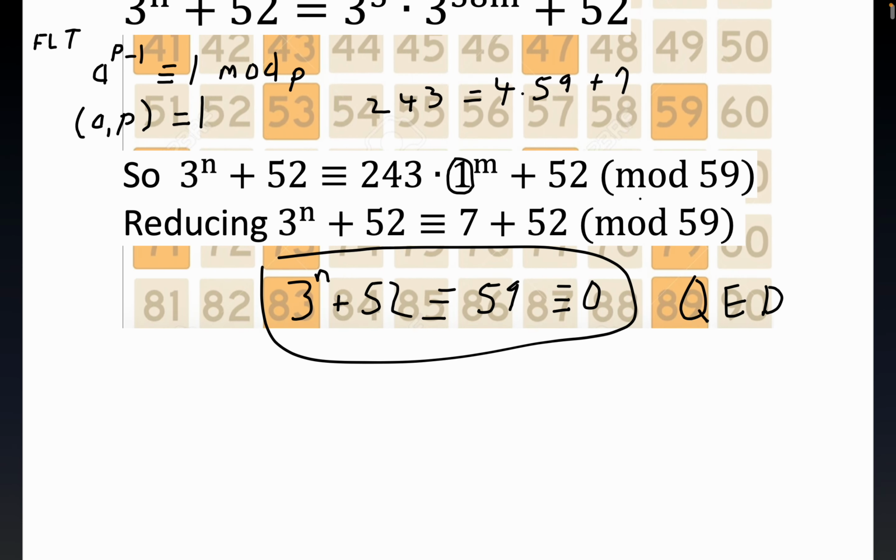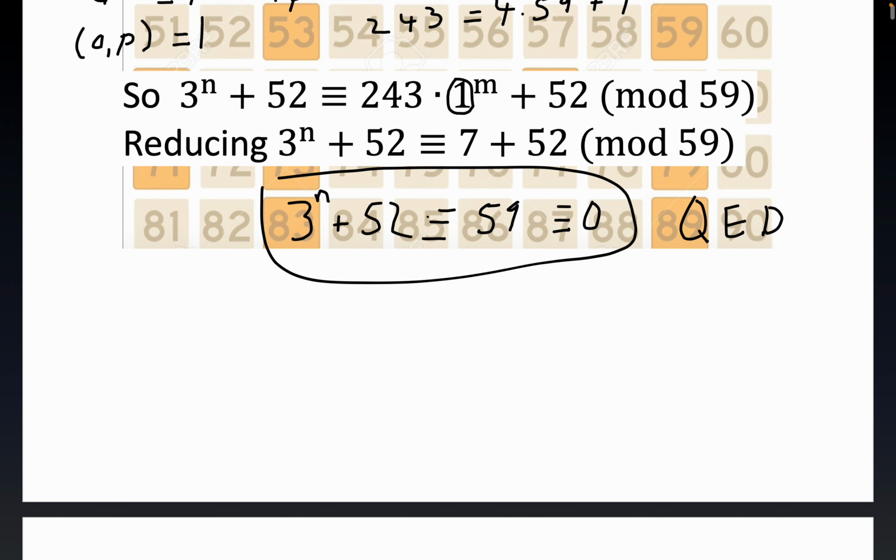Well, 5 is congruent to itself. 5 minus 5 is 0, right? So notice for n equals 5, 3 to the 5th is 243. We already know that, right? So we get 243 plus 52 equals 245, or excuse me, 295.